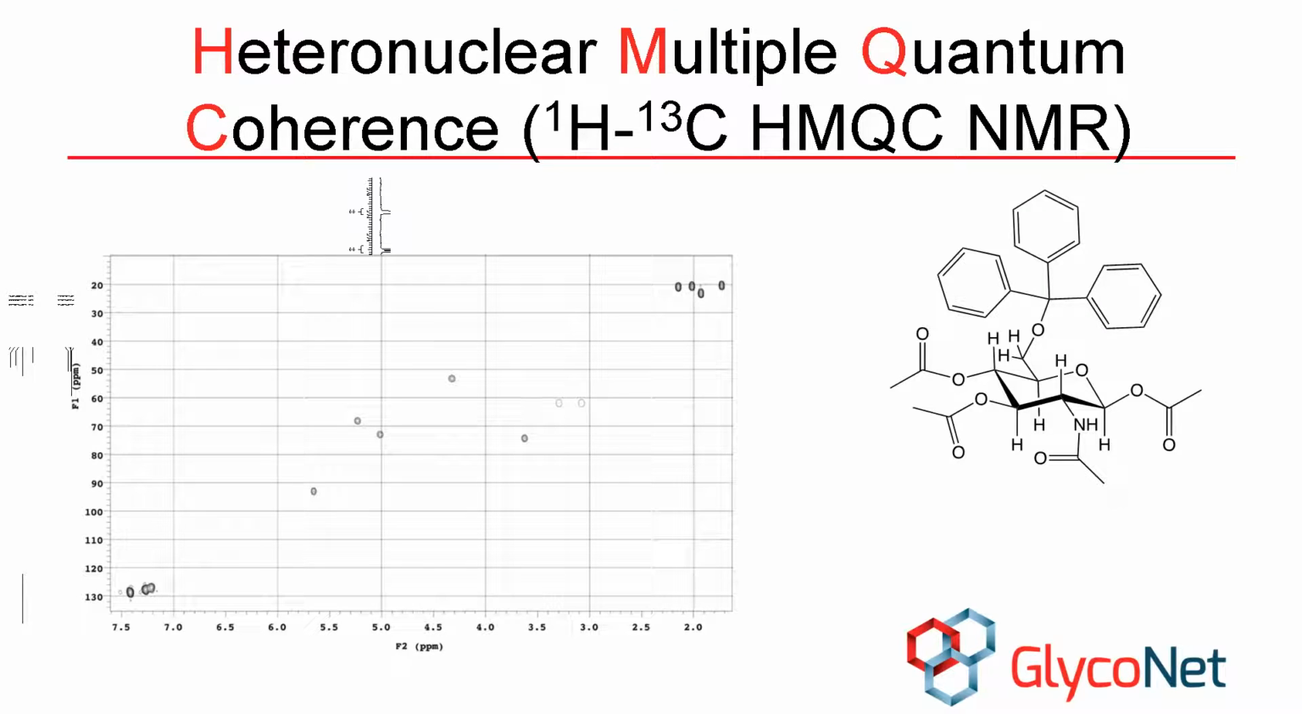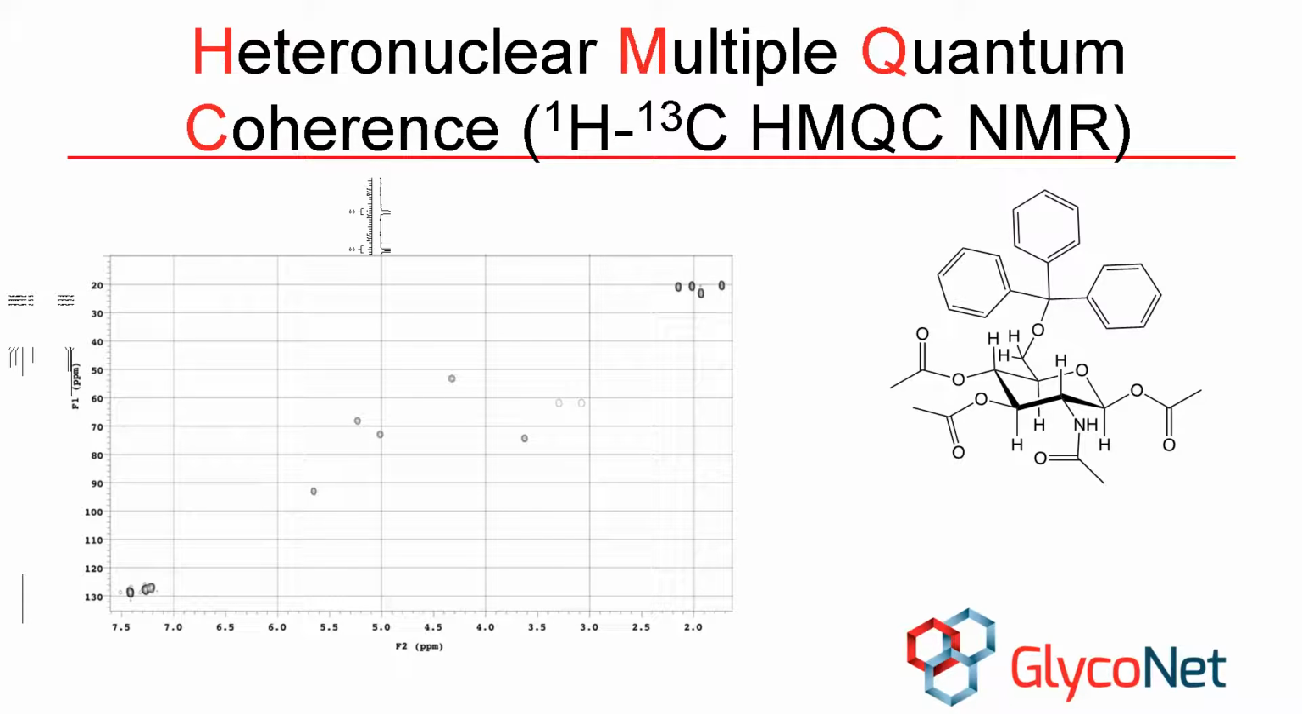The HMQC, or the Heteronuclear Multiple Quantum Coherence experiment, is a two-dimensional NMR experiment that will give direct one-bond couplings between protons and carbons. In looking at the spectrum, you can see that there is a proton spectrum along the x-axis and a carbon spectrum along the y-axis. There is no diagonal in the HMQC spectrum. Rather, each crosspeak in the two-dimensional spectrum will give you information on the direct carbon-hydrogen linkages within your molecule.